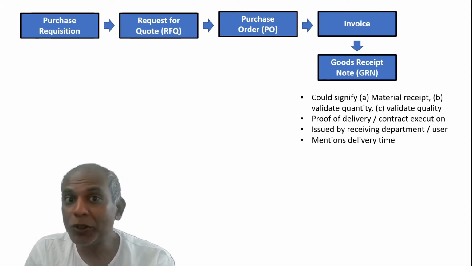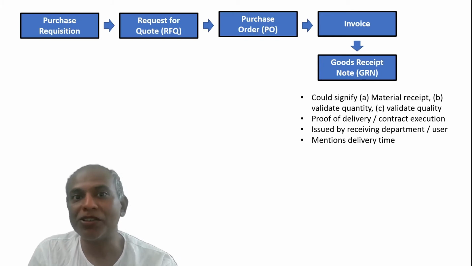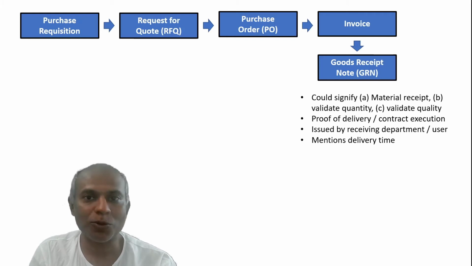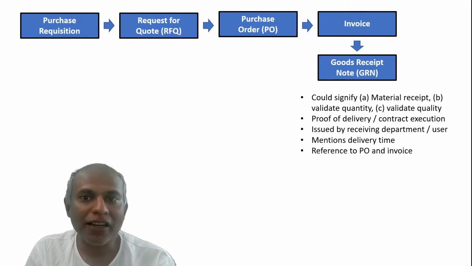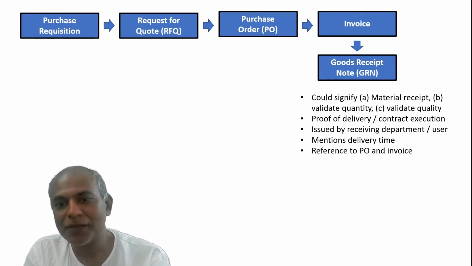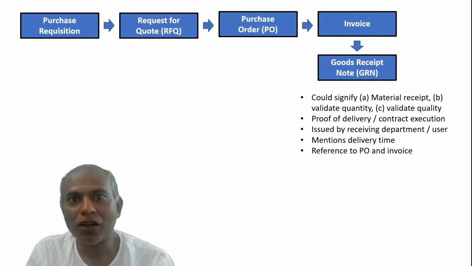The GRN should ideally clearly mention the delivery time, because that would help us measure the timeliness of the supplier. And when we analyze multiple suppliers and their efficacy, we can use the time mentioned in GRN to check if they have delivered as what was required of them. And again, to create that audit trail and to ensure future analysis, the GRN must mention the PO number against which the invoice was issued.